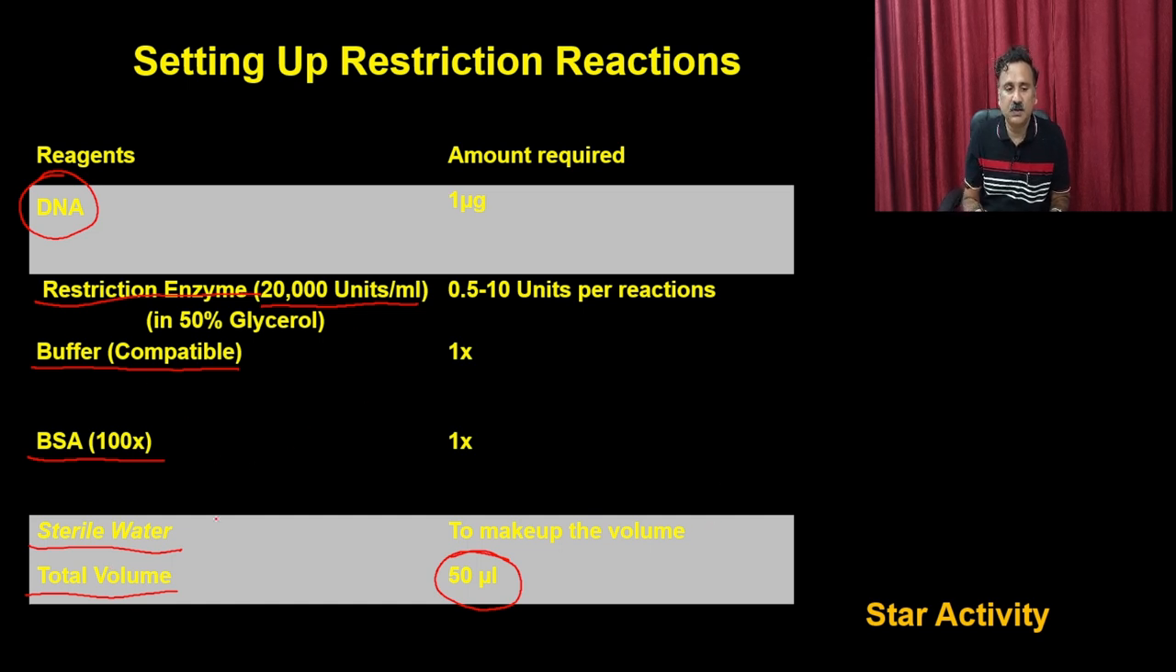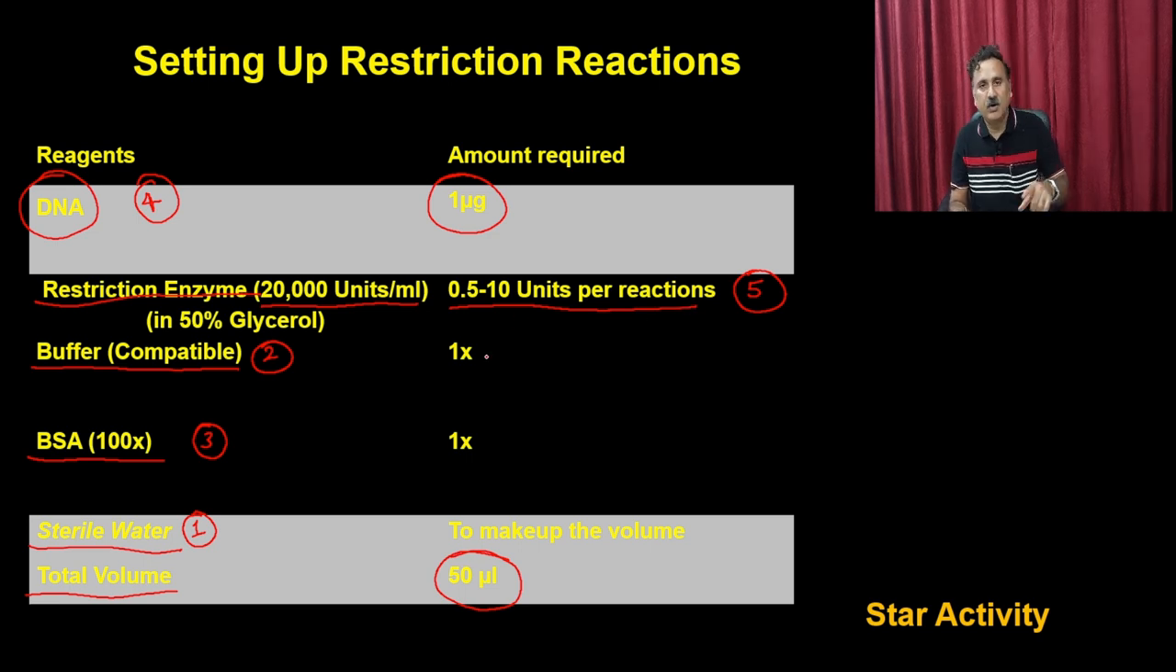How are you going to set up the reactions? First, you are going to take the water, then you are going to add the buffer, then you are going to add the BSA, then you are going to add the DNA, and lastly, you are going to add the restriction enzyme as per the quantity of the DNA. For 1 microgram DNA, you are going to put 0.5 to 10 units per reaction, and according to the amount of DNA you are putting, you can increase the amount of restriction enzyme in this particular microliter.